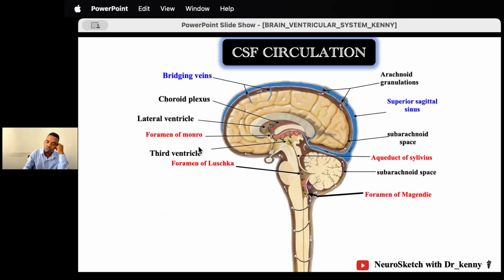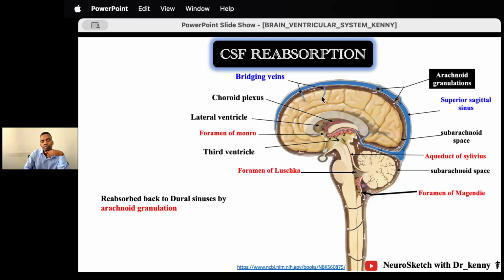Okay, now after circulation, this cerebrospinal fluid has to be reabsorbed back to the system, and it is being reabsorbed by the so-called arachnoid granulations. We have the arachnoid granulations here, which are collecting this cerebrospinal fluid, and they are dumping it. They are recycling it back to the dural venous sinuses, and the most important one being the superior sagittal sinus.